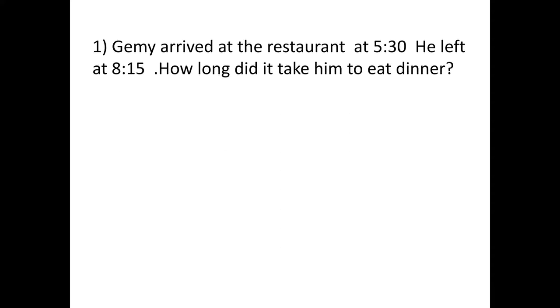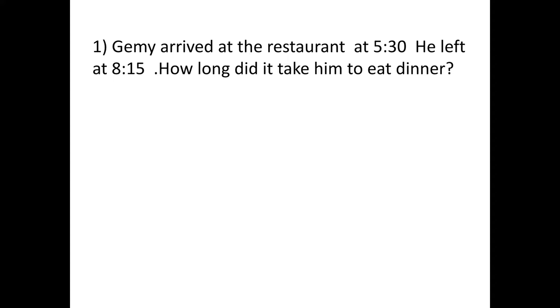Let's see some examples. Jamie arrived at the restaurant at 5:30. He left at 8:15. How long did it take him to eat dinner? To solve any of these problems, we are going to use the number line. You're going to ask yourself about three things. Do I have the start time? Do I have the end time? And do I have elapsed time?